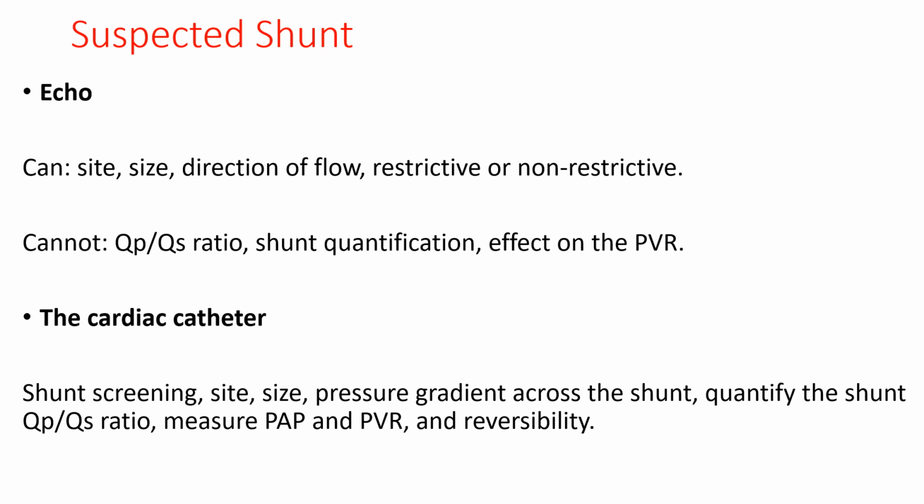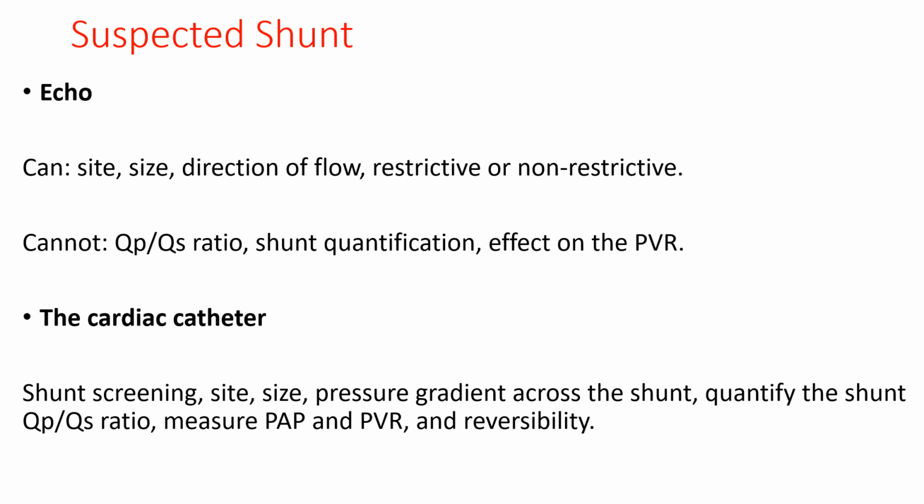The echo can comment on the anatomical defect size, the direction of the flow, whether it is left to right or right to left or bidirectional. The shunt character, is it restrictive or non-restrictive? It is usually done by seeing the velocity across the defect and seeing if there is a high pressure gradient. If there is a high pressure gradient, that means there is a big difference between the pressure on either side of the shunt. For example, if you have a VSD between the left ventricle and right ventricle, normally the left ventricular pressure is much higher than the right ventricular pressure.